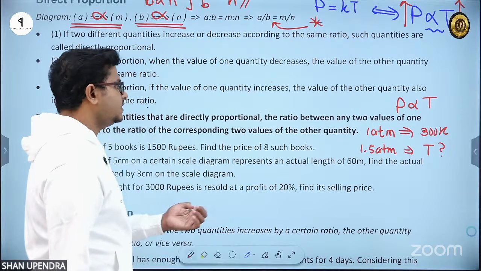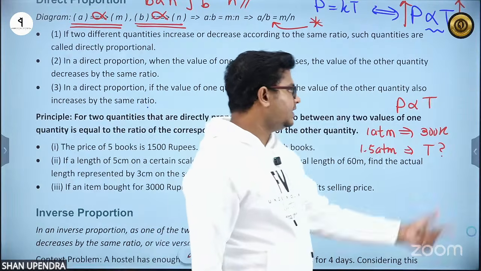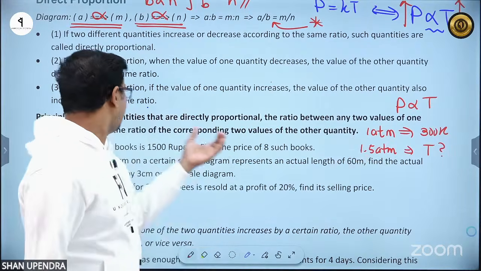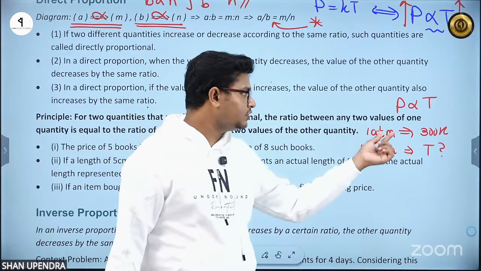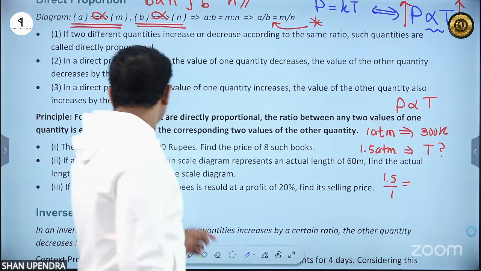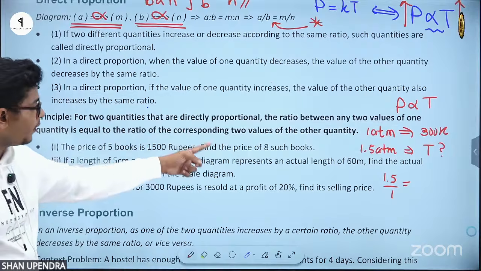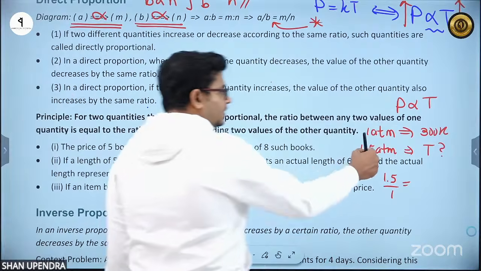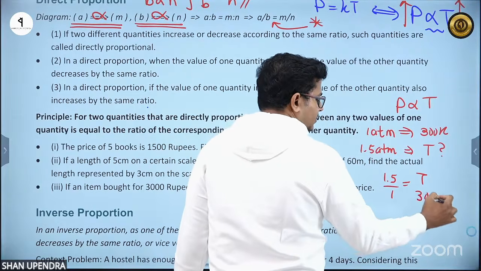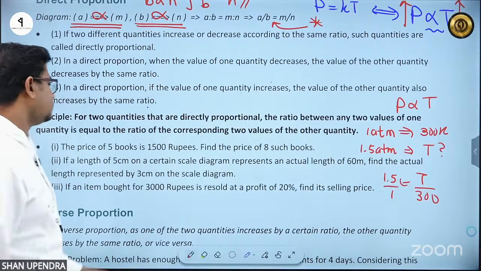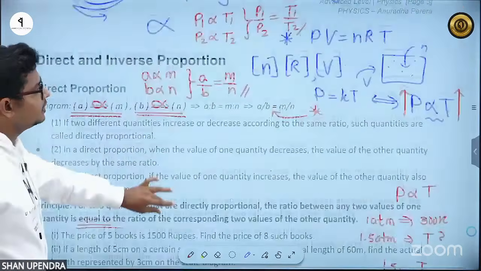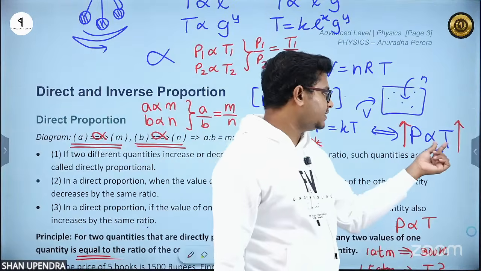Okay, so you can see, if you realize P directly proportional to T, then the ratio between any two values of one quantity, so any two values in this quantity, I can take 1.5 is to 1, is equal to the ratio of the corresponding two values of the other quantity. The corresponding value of 1.5 is T, and the corresponding value of 1 is 300. So you can make that equal, equal to the ratio of the corresponding values. That's why I told you, if you realize something like P directly proportional to T, it's really important.